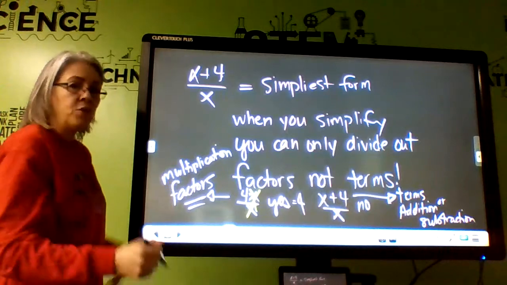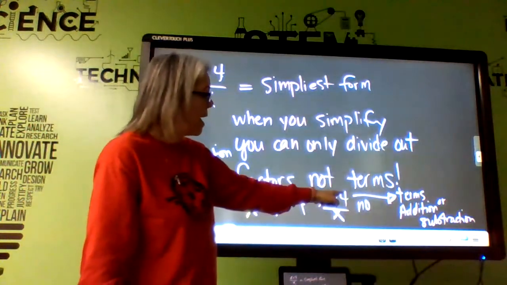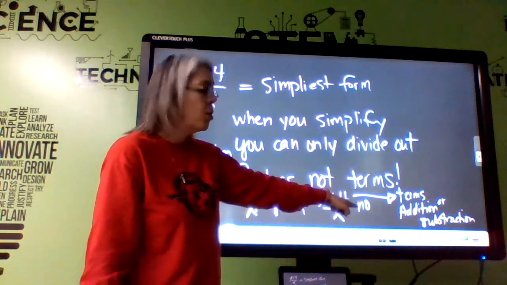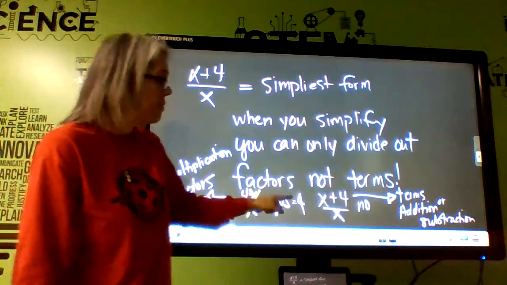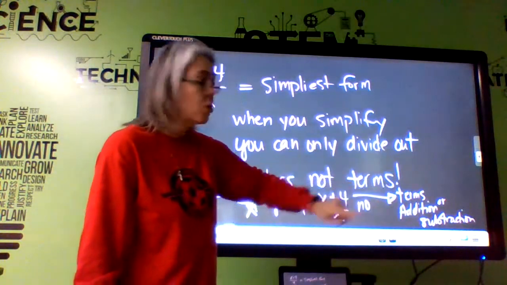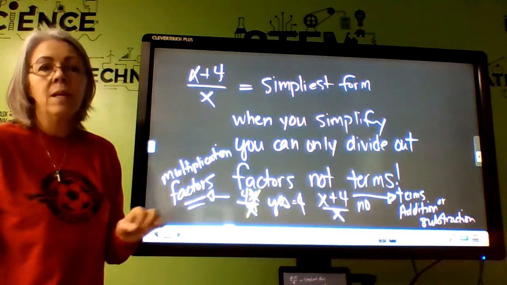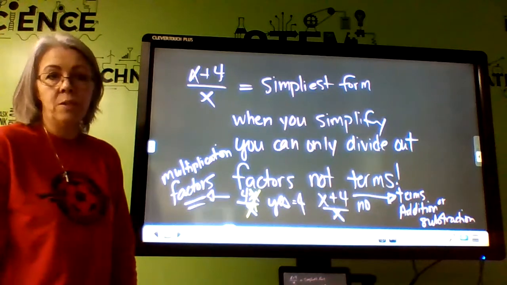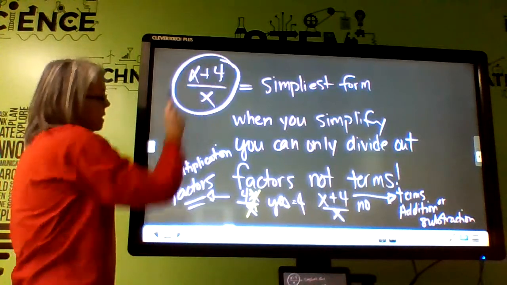Multiplication gives you factors, those two things multiplied together. Here we have x plus 4 divided by x. No, you can't factor anything else out of there. You can't simplify that down because those are terms. Terms have addition and subtraction between them, not multiplication or division. Okay? So hopefully that is clear. This is the simplest form.